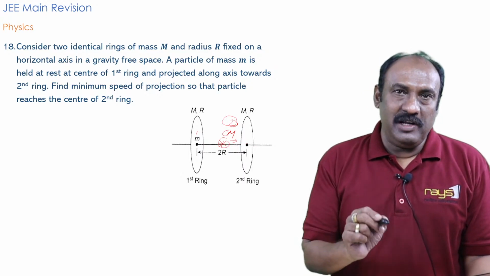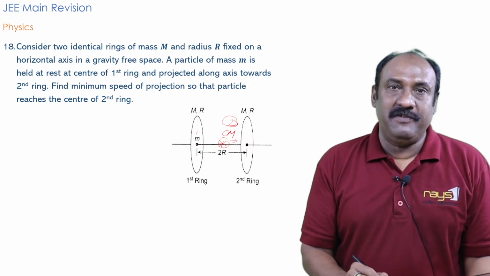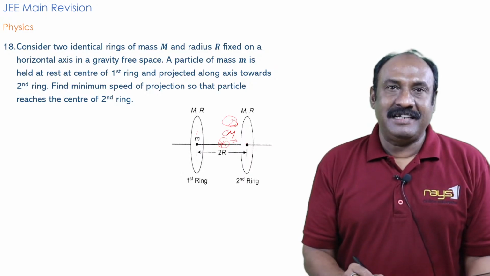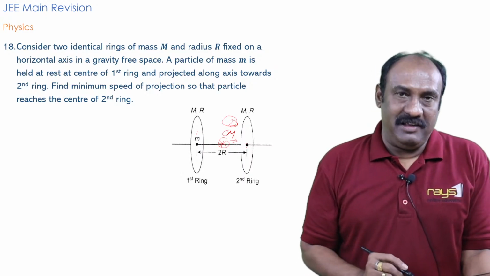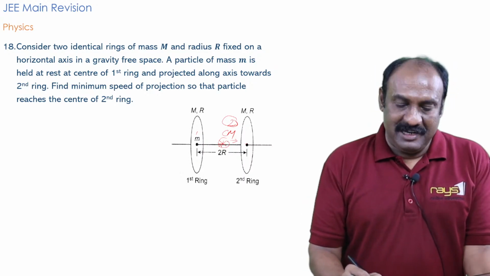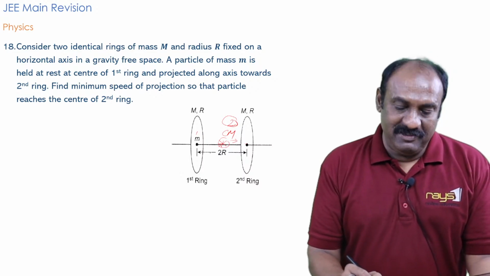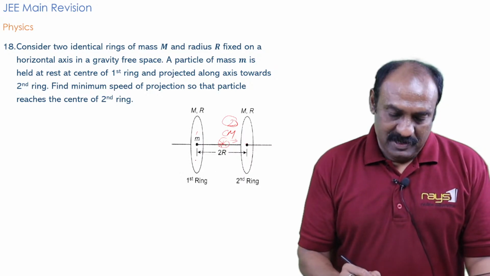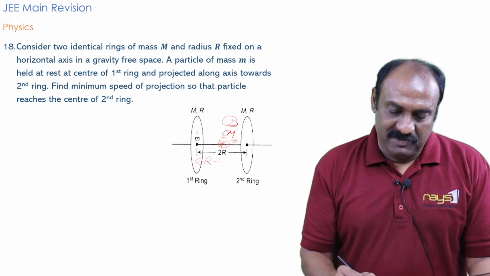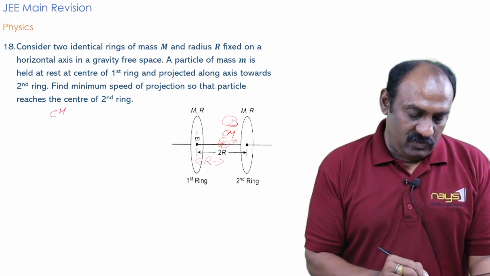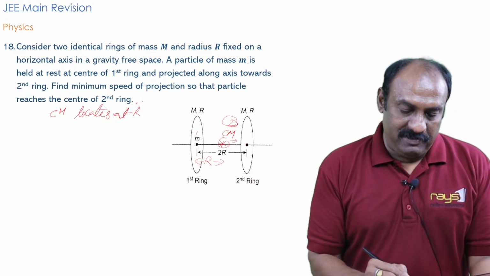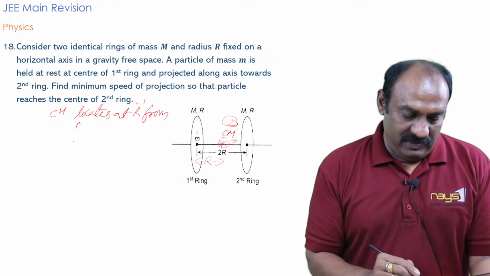So our duty is to project this body from the center of the first ring just to reach the center of mass of the position of these two rings. What is the position of the center of mass here? When two equal masses are separated by a distance 2r, the center of mass locates at capital R distance from the first ring.